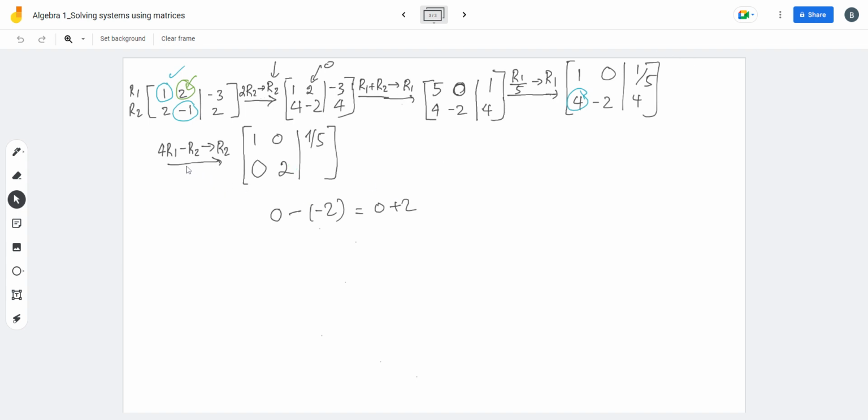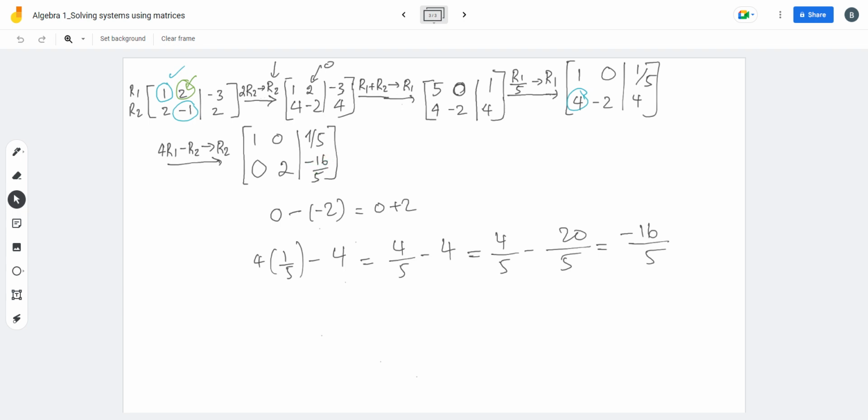And then 4 times row 1, so 4 times 1 over 5, right? Minus row 2, row 2 is 4, so minus 4. So in this case we have 4 over 5 minus 4, all right? So I would have 5 over here, right? And then 20, so that would be minus 16 over 5. All right, so here I would have minus 16 over 5.